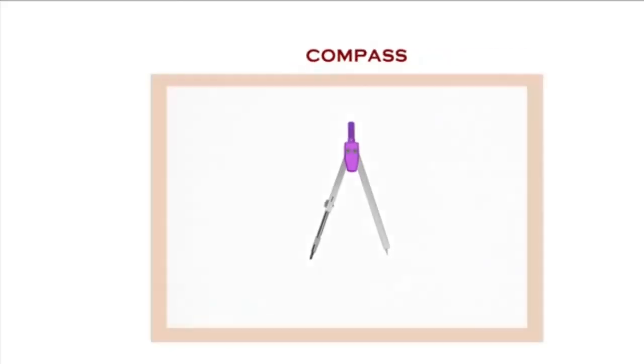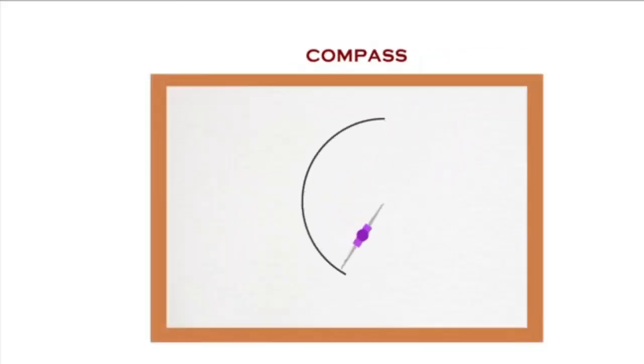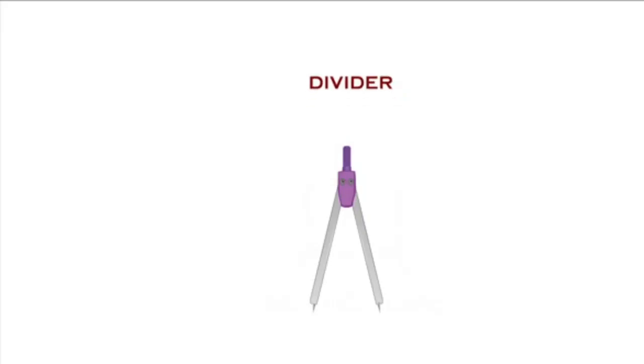Now we will see the use of the compass. We know the use of the compass is to draw circles. The compass has one end sharply edged and in the other we insert the pencil. We are familiar with the compass.